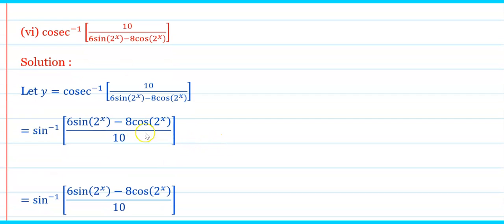Okay. Now the next problem. y is equal to cosec inverse of 10 upon (6 sin of 2 raised to x minus 8 cos of 2 raised to x). It is cosec inverse of x. Now see this here. We can write that cosec inverse of 1 upon x is nothing but sin inverse of x.